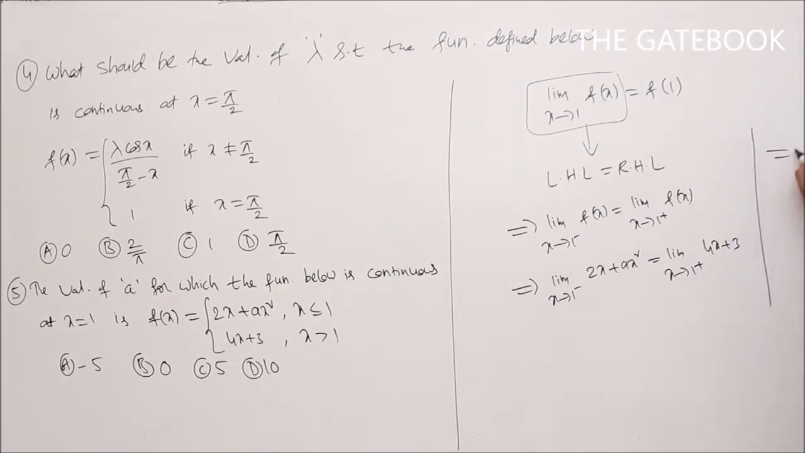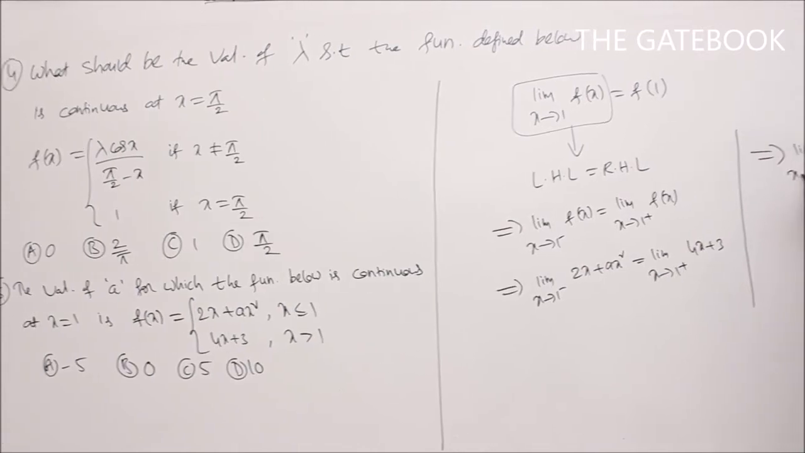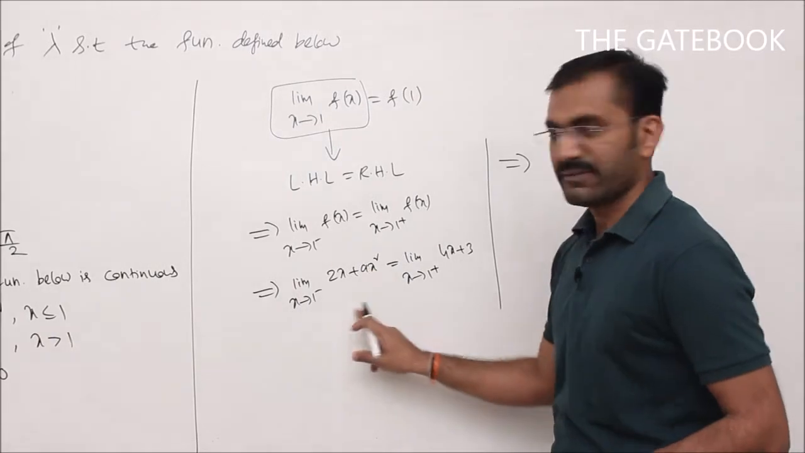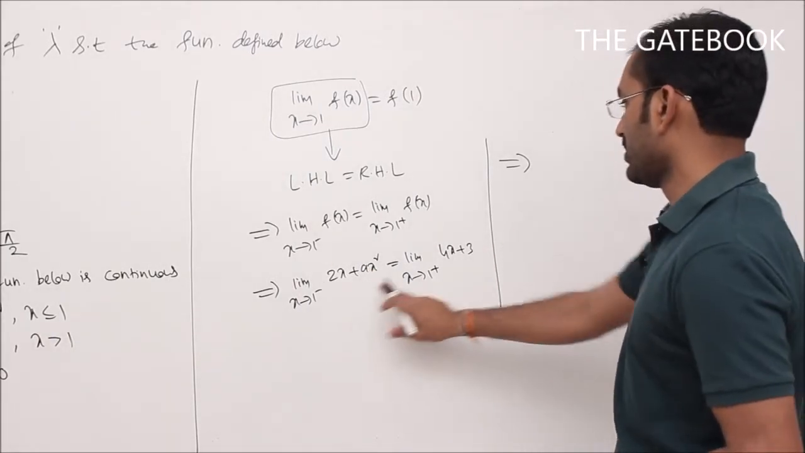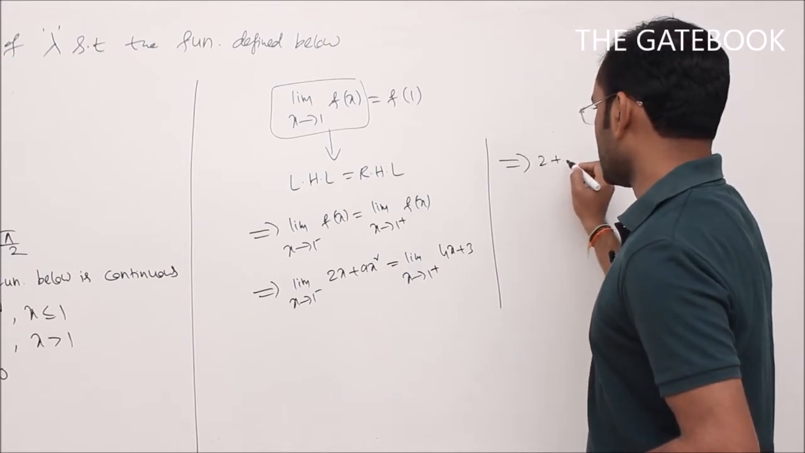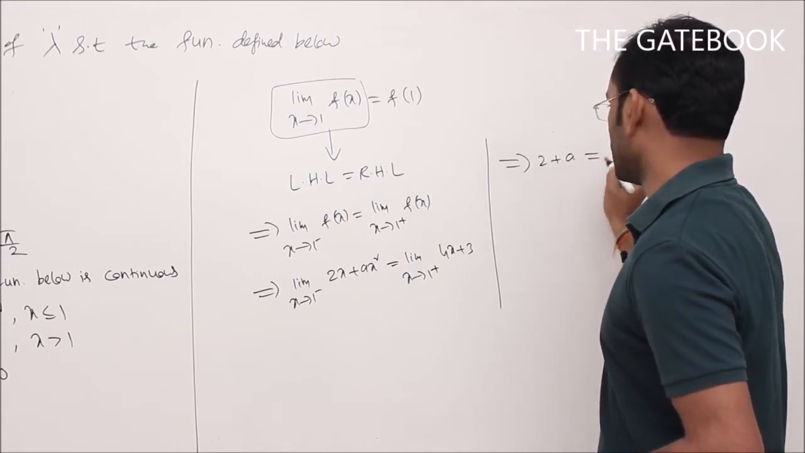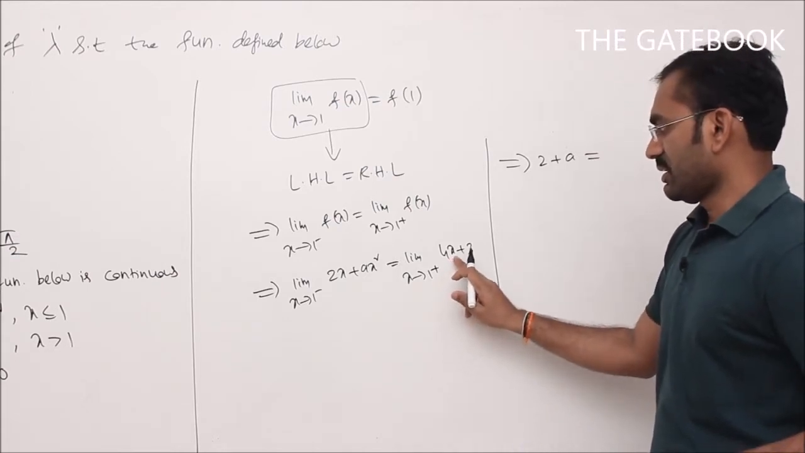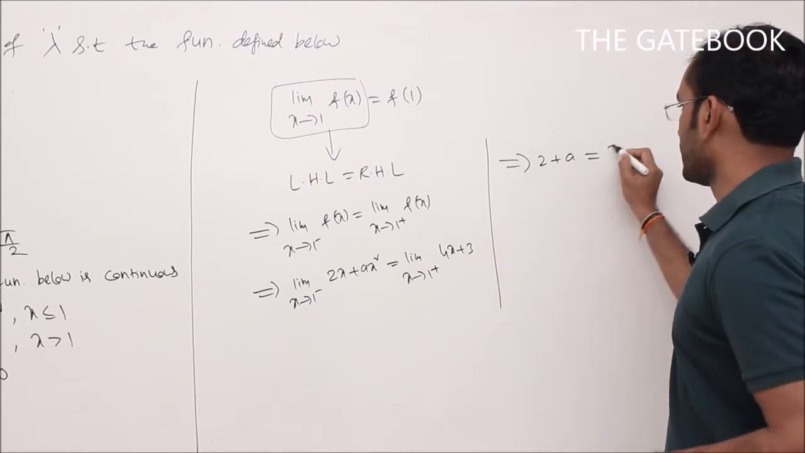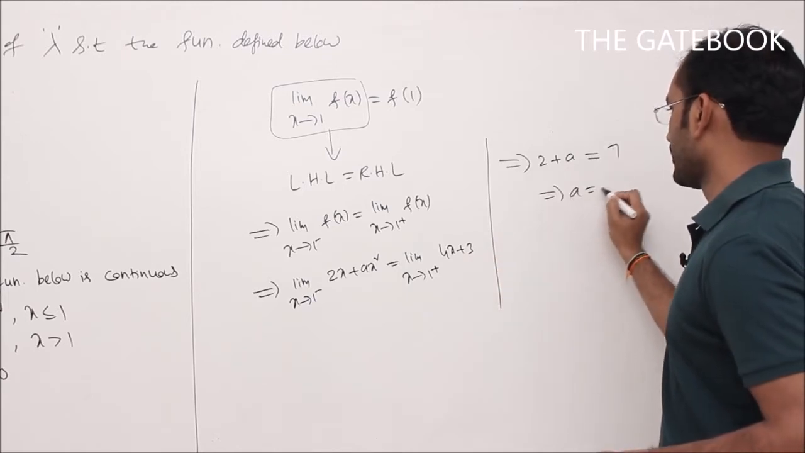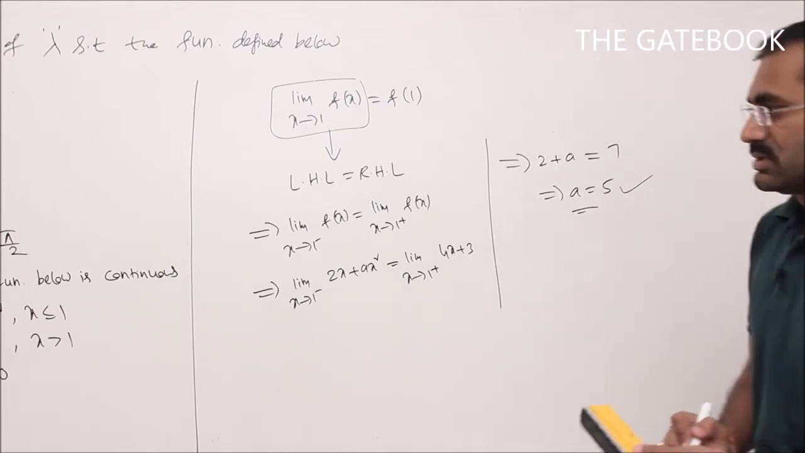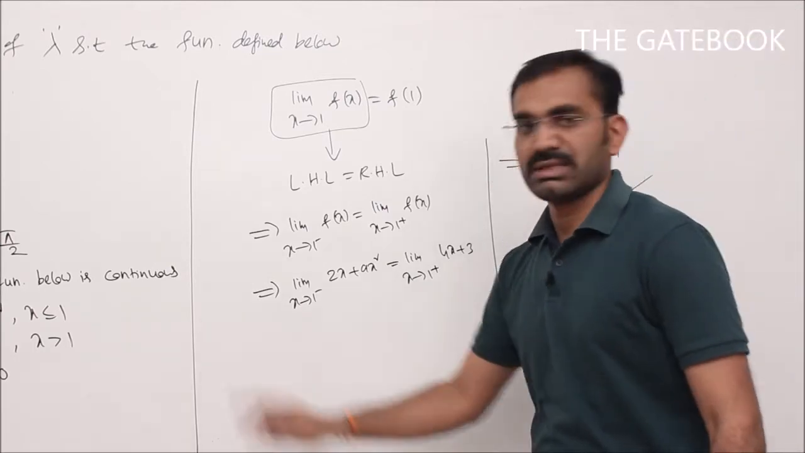It implies I can write limit x tends to 1 minus: replace x with 1 in that function, we get the left hand limit value, which is 2 into 1 plus a into 1 square, so 2 plus a. This is equal to the right hand limit value at x equal to 1, which is 4 into 1 plus 3, 4 plus 3 is 7. So it implies we get a equal to 7 minus 2, which is 5. So the unknown value a is 5. So for the fifth question, the answer is C.